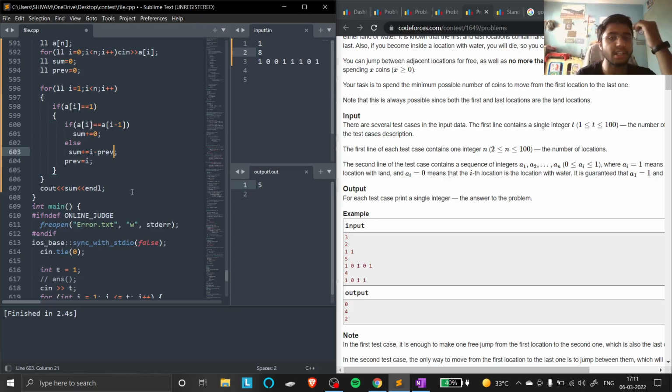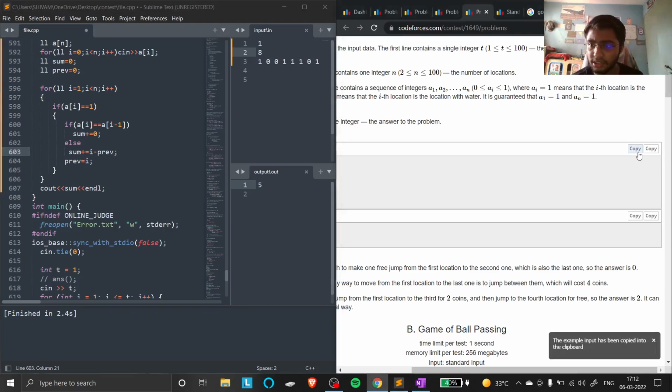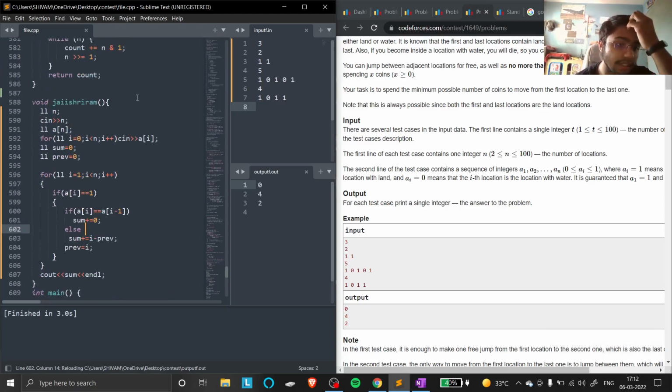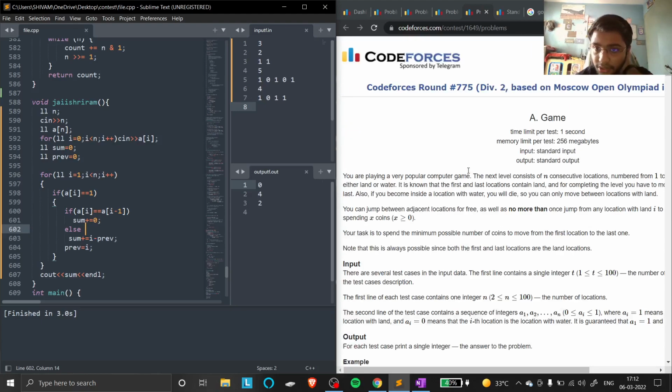After that I calculated the sum. But it is giving me a wrong test case. It means I'm still lacking some concept or logic that I'm not getting right now. It is passing the case which I was thinking of. Maybe I am interpreting the question wrong.